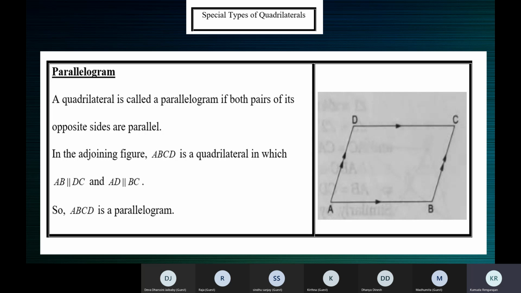110 degrees, angle D is 110. What is the measure of angle B? 110 degrees, ma'am, because opposite angles in a parallelogram are equal. So if angle D measures 110 degrees, then angle B also will measure 110 degrees by the property of a parallelogram. Opposite angles are equal.